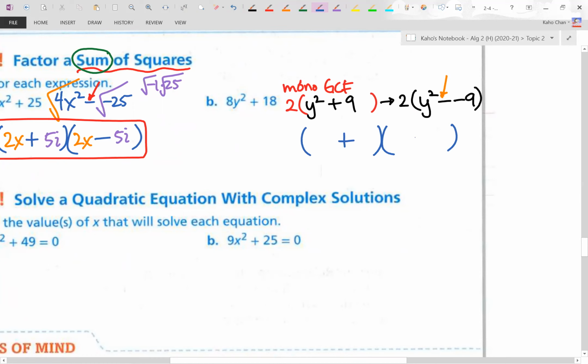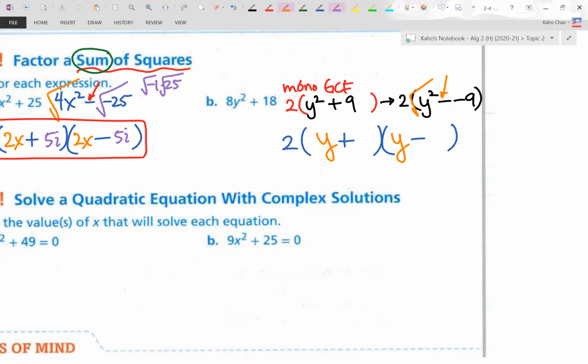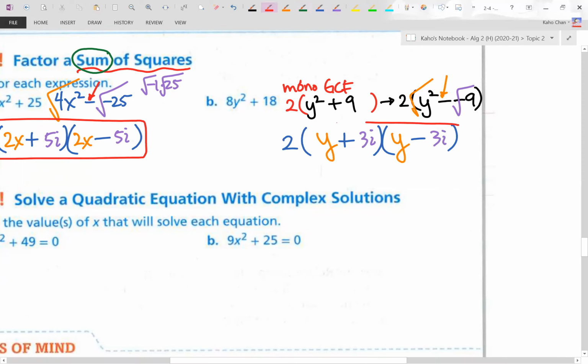Okay? All right, there's that 2 from earlier. The square root of y squared is y, and the square root of -9 is 3i, yeah? Ladies and gentlemen, there's your answer. Is that strange? All right. Let's jump to number 6.